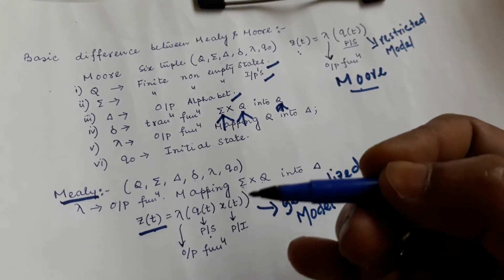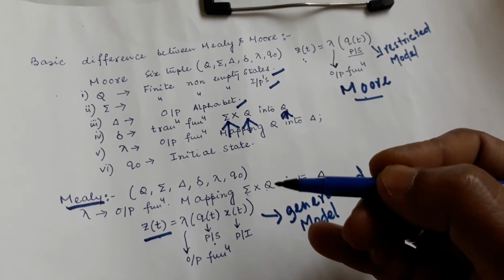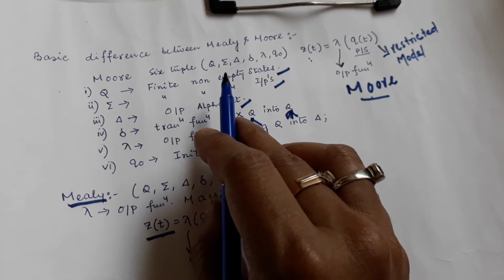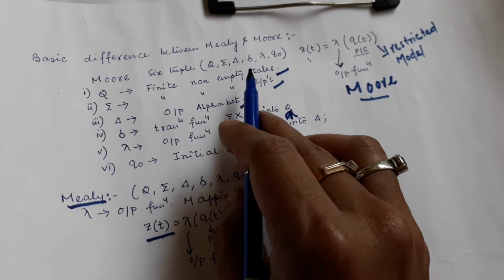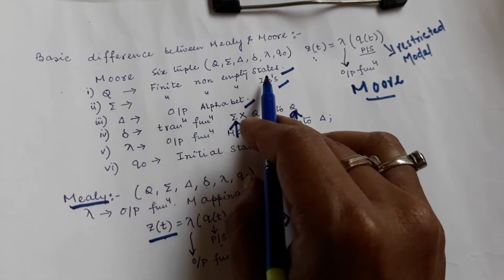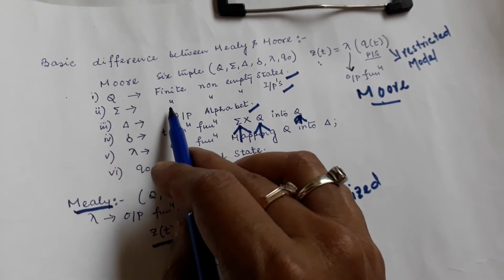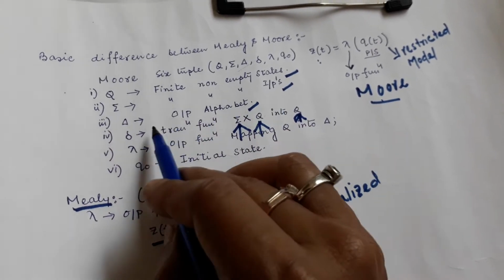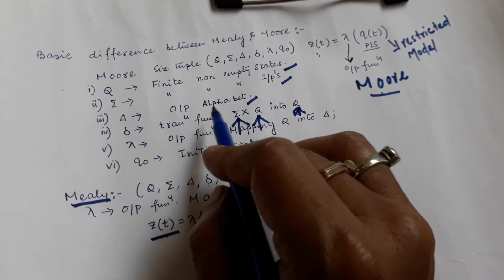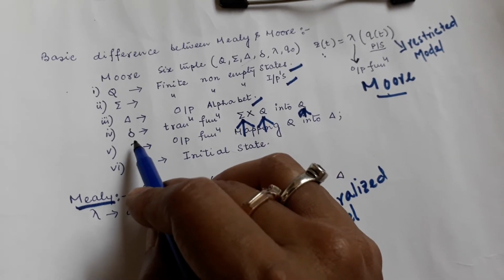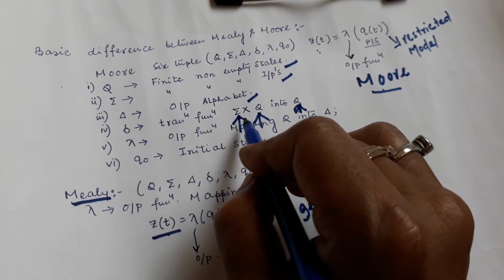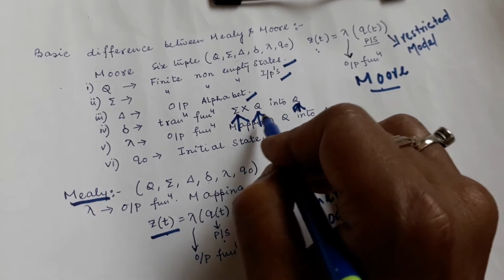Now how are we going to differentiate these two machines mathematically? Both of these machines depend on 6 different tuples, or 6 different attributes. In this case Q is the finite non-empty set of states. Sigma is the finite non-empty set of inputs, delta is the outputs, you can also say output alphabets, right? Now there is another delta over here. Delta is a transition function, which maps sigma into Q, right?